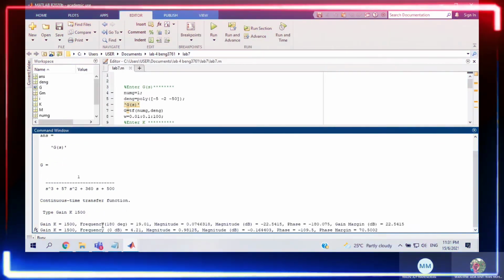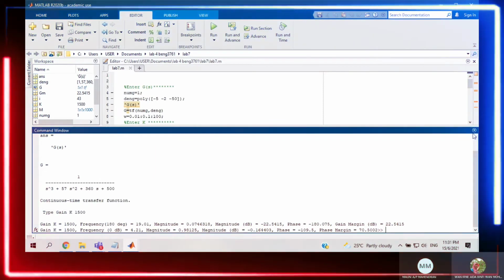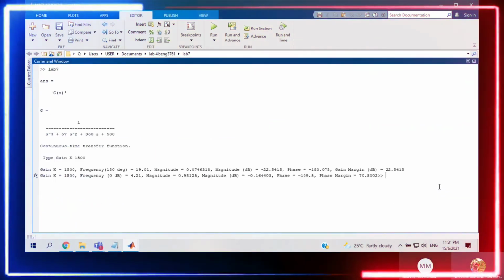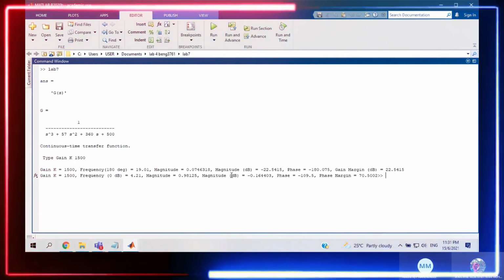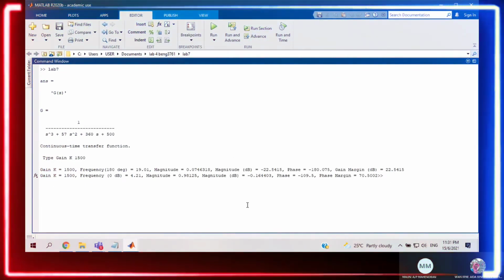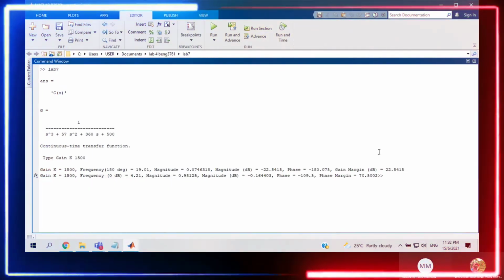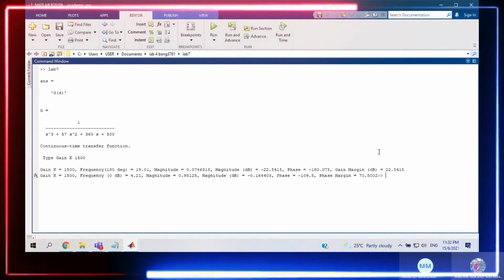So from the command window, we can also find it also shows the result here. And that's all for MATLAB. I pass it back to Malini.